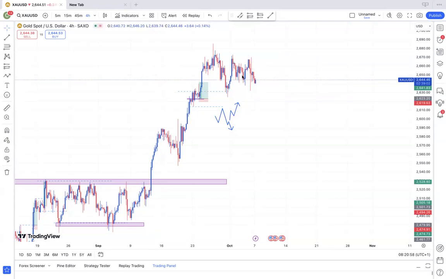Gold is a very funny pair. Very, very funny pair. All right.